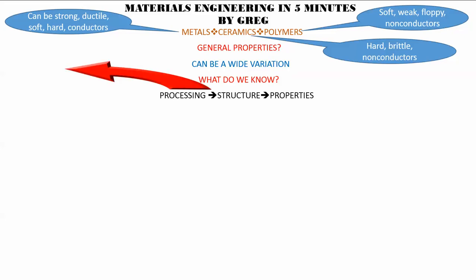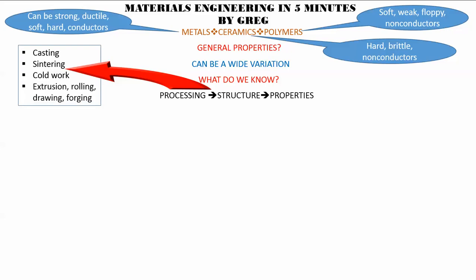You had a look at some processing, and you had a look at casting, sintering, cold working, extrusion, rolling, drawing, forging, and some of these can be done on metals, ceramics and polymers, not just particularly one group.